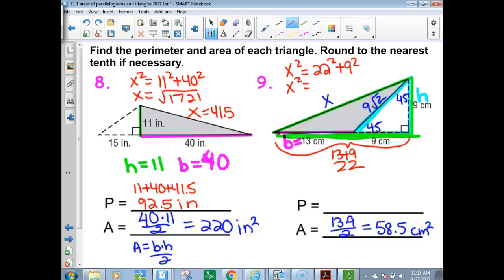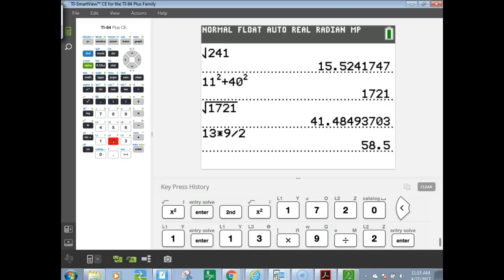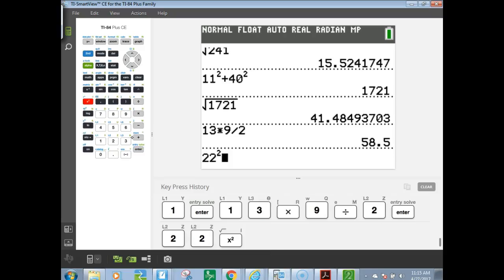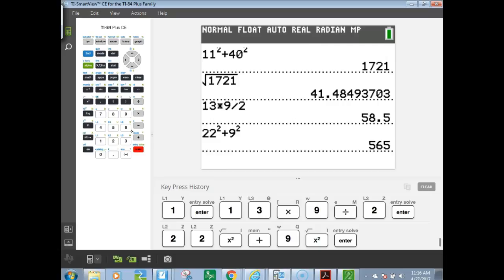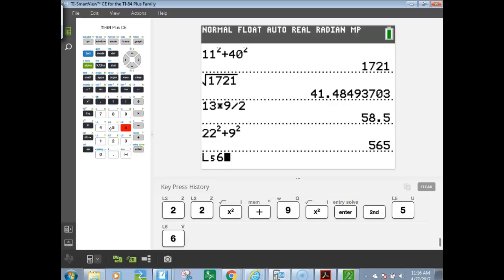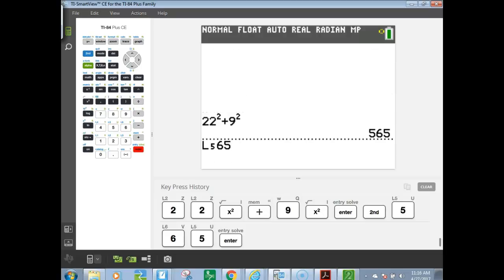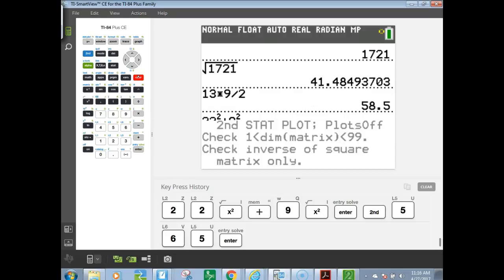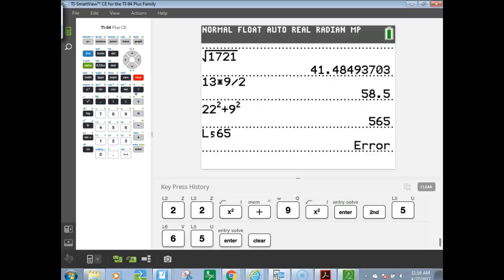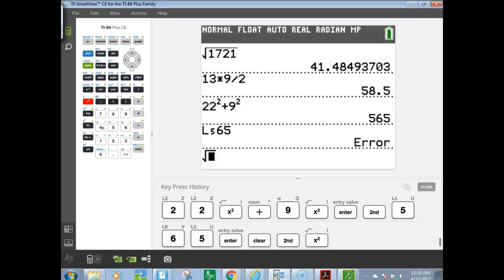So I'm going to find out what that length is. 22 squared plus 9 squared. Okay, and then we're going to take the square root of the 565. Oh, I did type something wrong. That is not a square root problem, whatever that came up as. I hit the wrong button.